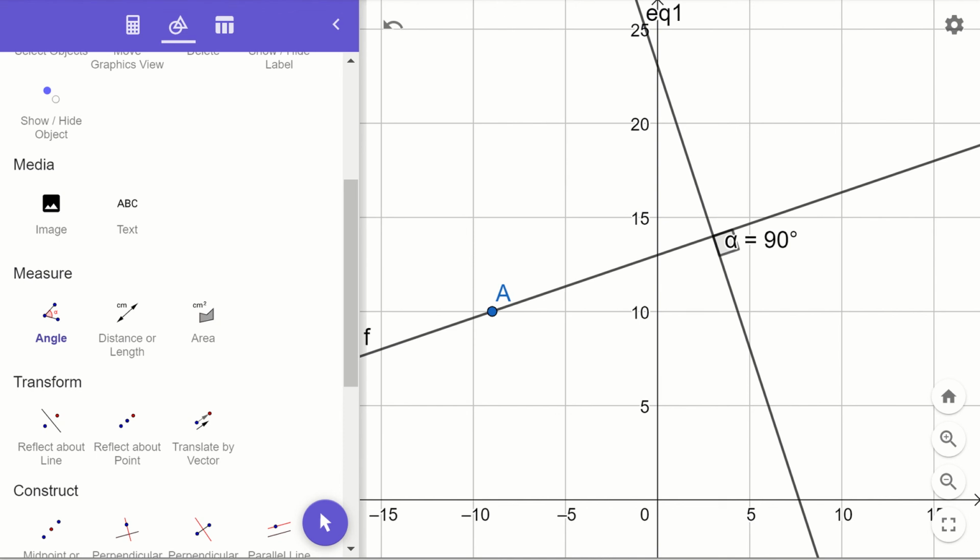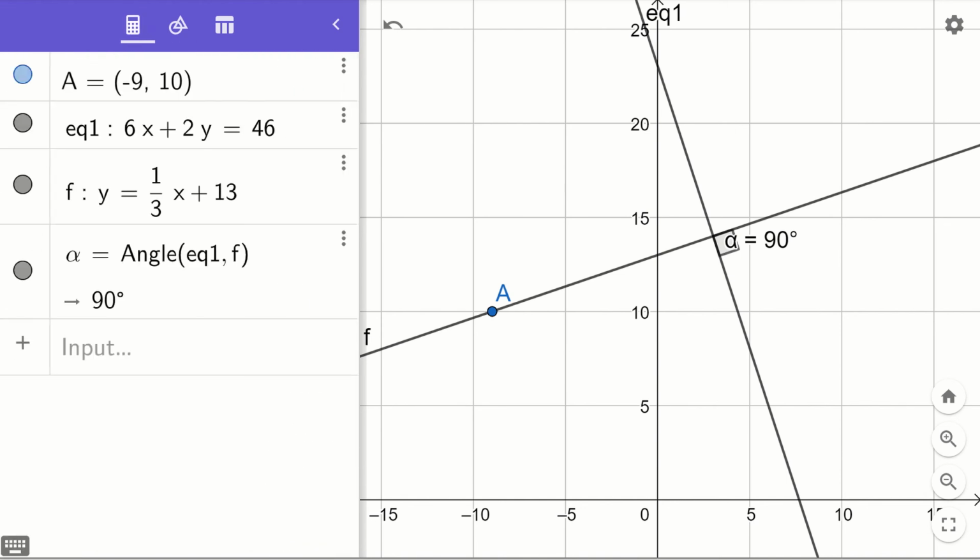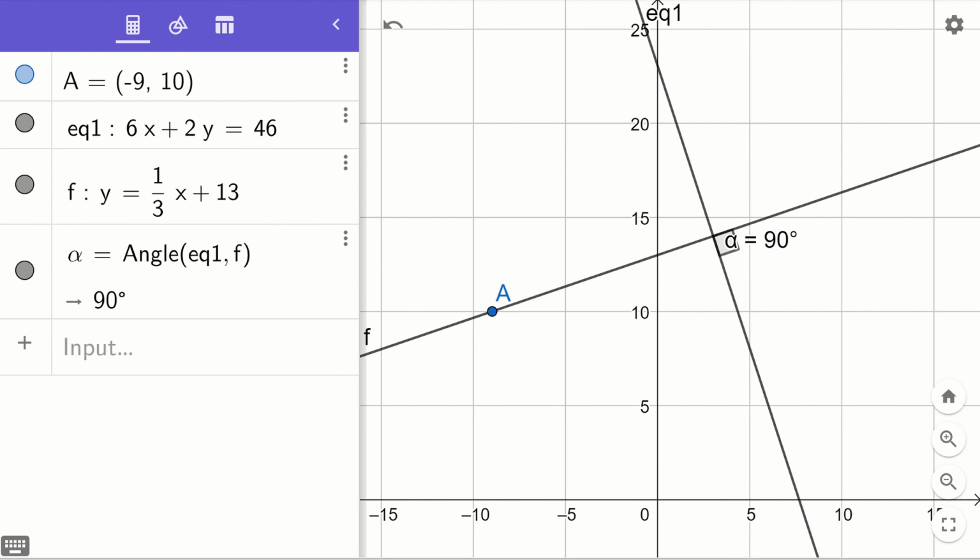So there's 4 angles here. All 4 of them are 90 degrees. 2 of them would make a straight angle. So absolutely, it's the case that I found the line that has 2 properties. This line, y equals 1/3 x plus 13, is going through point A, which is at negative 9, 10. And importantly, it is hitting the line 6x plus 2y equals 46 at a right angle.